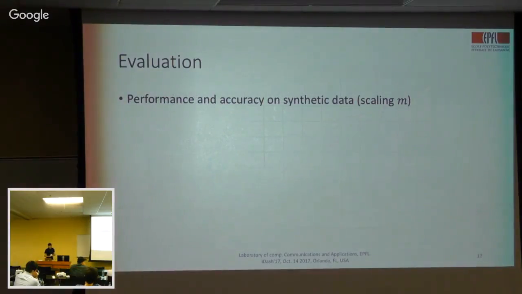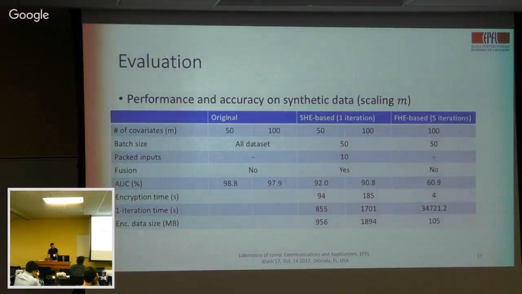The problem with this evaluation is that it doesn't take into account the scaling with the number of covariates. So if we go to bigger data sets and increase the number of covariates to 50 or 100, these are synthetic data sets where the logistic regression is a good fit for the parameters. So the plaintext algorithm reaches an AUC almost at 100%. And the somewhat homomorphic encryption solution, with a single iteration, is again 6 to 7% less than the plaintext algorithm at convergence, both with 50 covariates and even with 100 covariates.